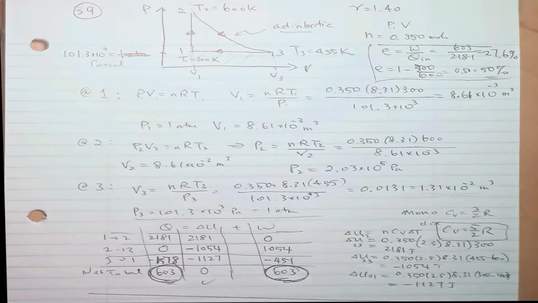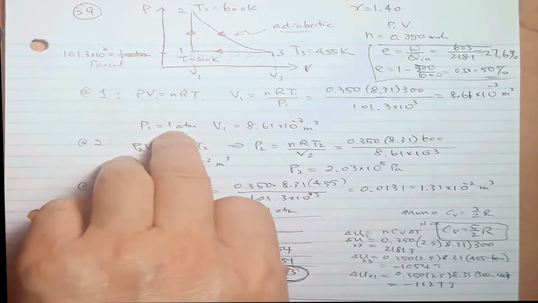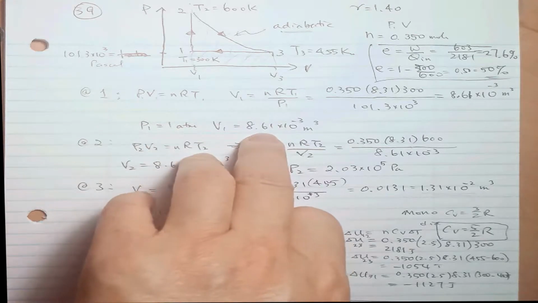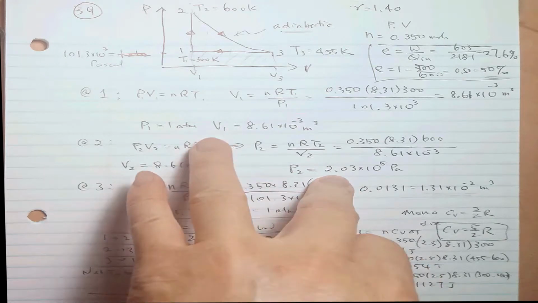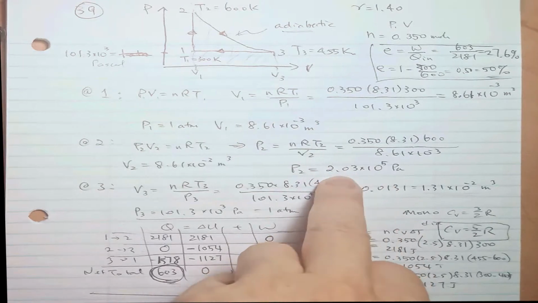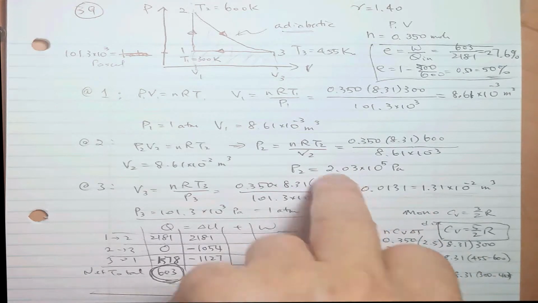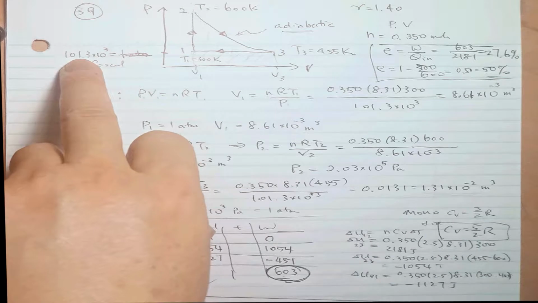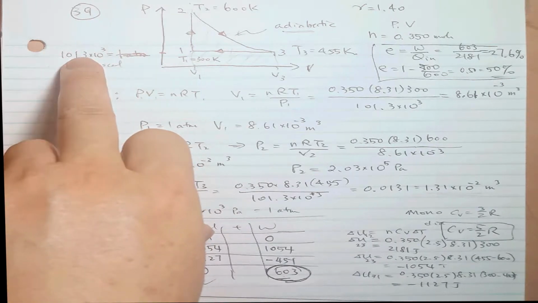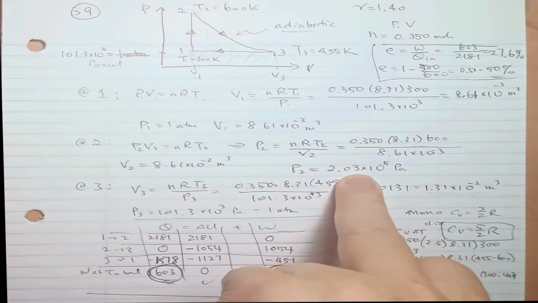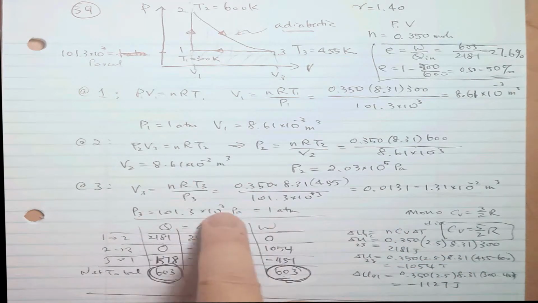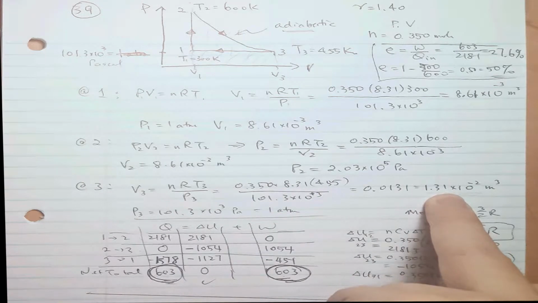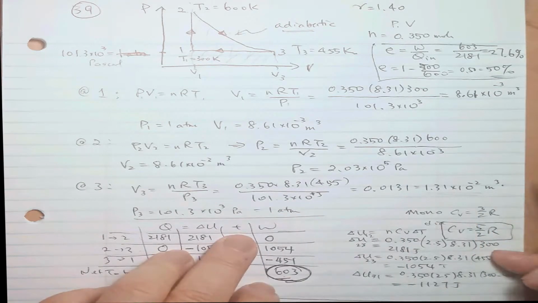So if we compare the answers, let's say P1 is 1 atmosphere, V1 is 8.62 times 10 to the negative 3. P2 should be twice the 101.3 kilopascal, oh yeah, that's right. So this is 1 atmosphere, 2 atmospheres, or 202.6, or 2.02 times 10 to the 5th Pascal. So that's correct. And V2 is 8.62, same thing, cubic meter. And P3 is 1 atmosphere. And V3 is 1.31 times 10 to the negative 2, so correct. So these are all correct.